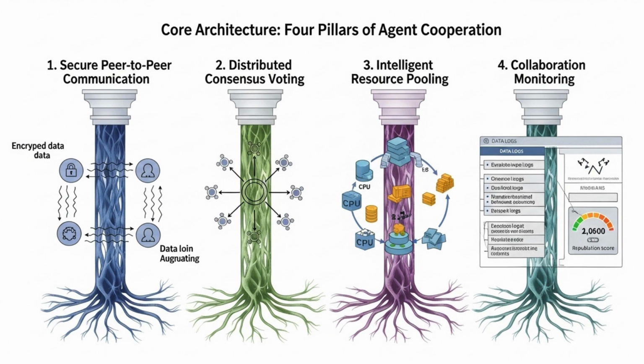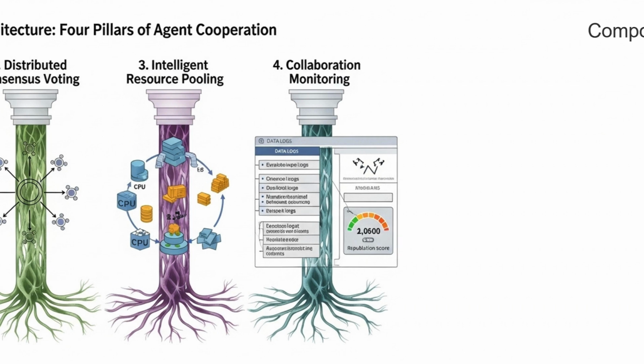Finally, collaboration monitoring logs every interaction. We track which agents perform well, which are slow, and how resources are used. This builds a reputation system, ensuring reliable agents get more opportunities, optimizing the network's overall performance. These pillars ensure a robust and trustworthy ecosystem.